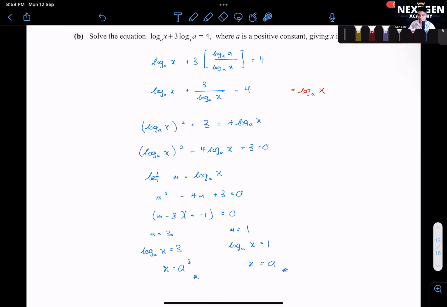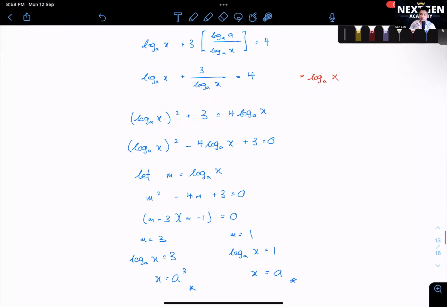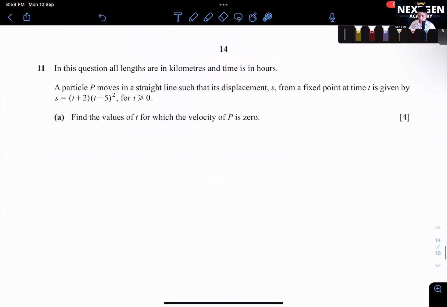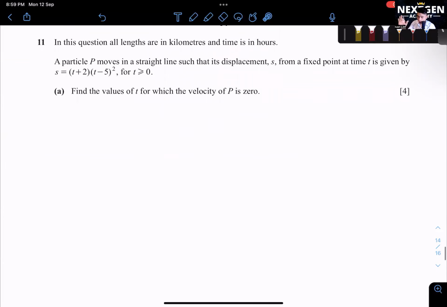Come, let's do the last one. Also get A star. Okay, I believe all of you can also get A star. Just a few more weeks only. Don't give up. But please go and do the papers. Don't just do the latest paper. I can tell you, no point. Do the latest paper just to evaluate yourself.